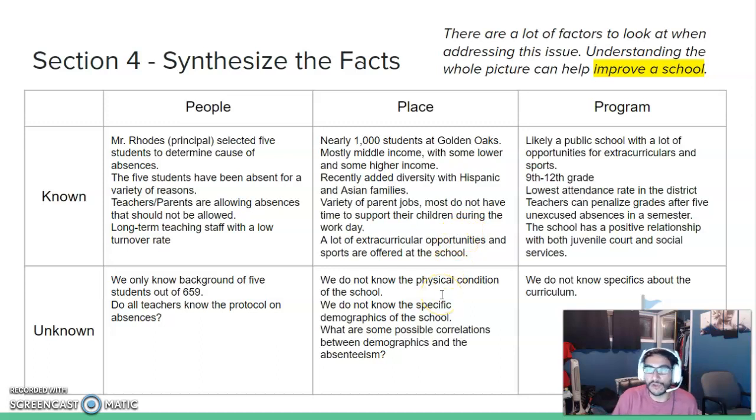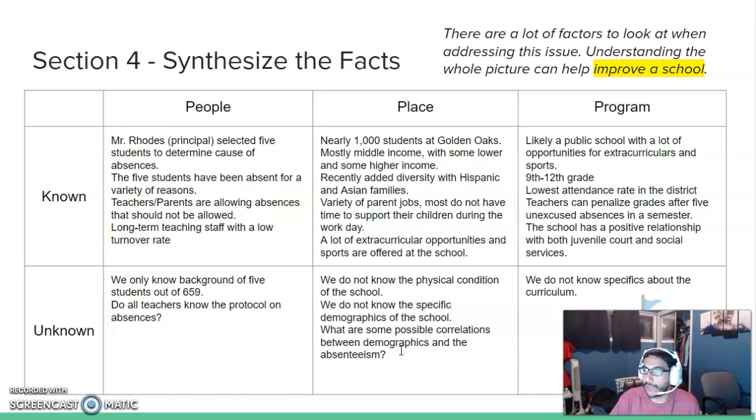For known place, we know nearly 1,000 students at Golden Oaks, mostly middle income with some lower and some higher income, and there's recently added diversity with Hispanic and Asian families. There's a variety of parent jobs. Most do not have time to support their children during the workday. And there are a lot of extracurricular opportunities and sports offered at the school. Some unknowns are we do not know the physical condition of the school. We do not know the specific demographics of the school. And then what are some possible correlations between demographics and the absences that are going on there.